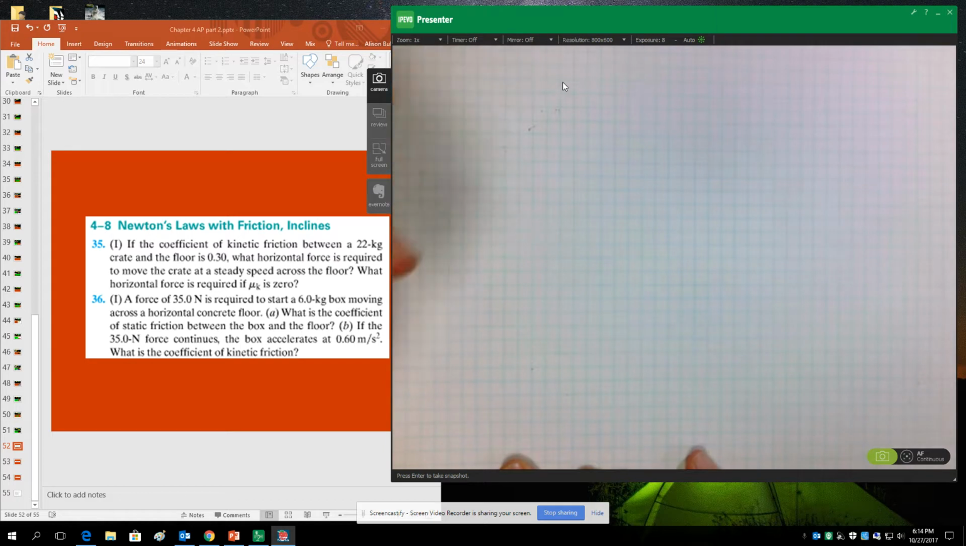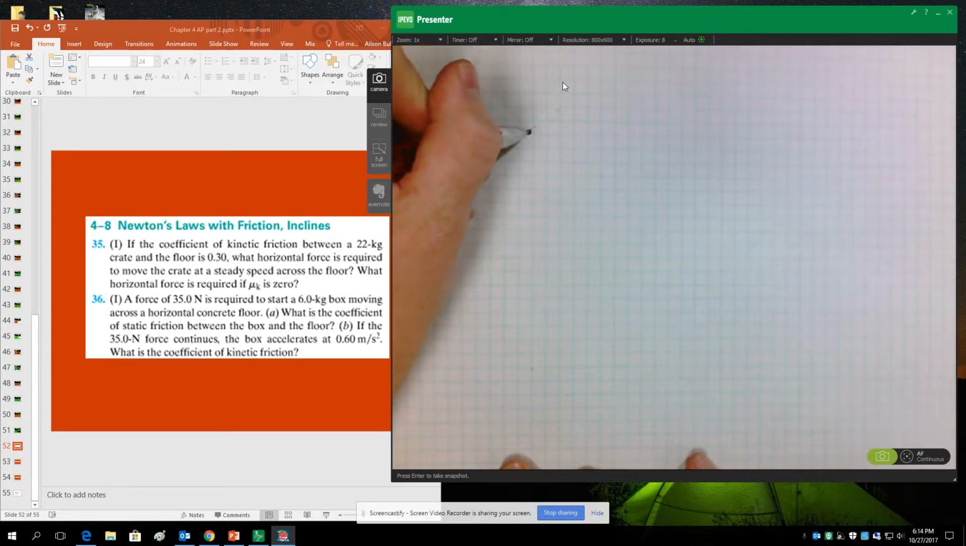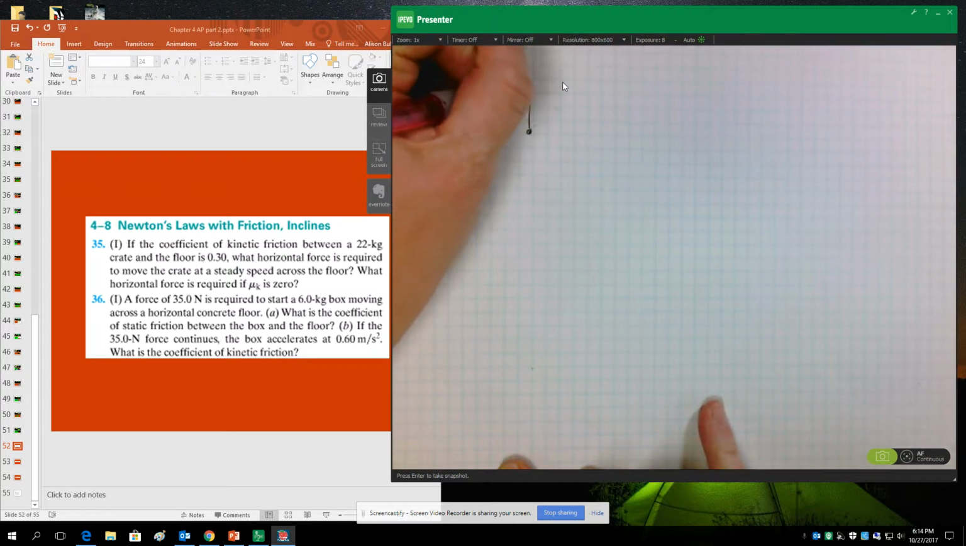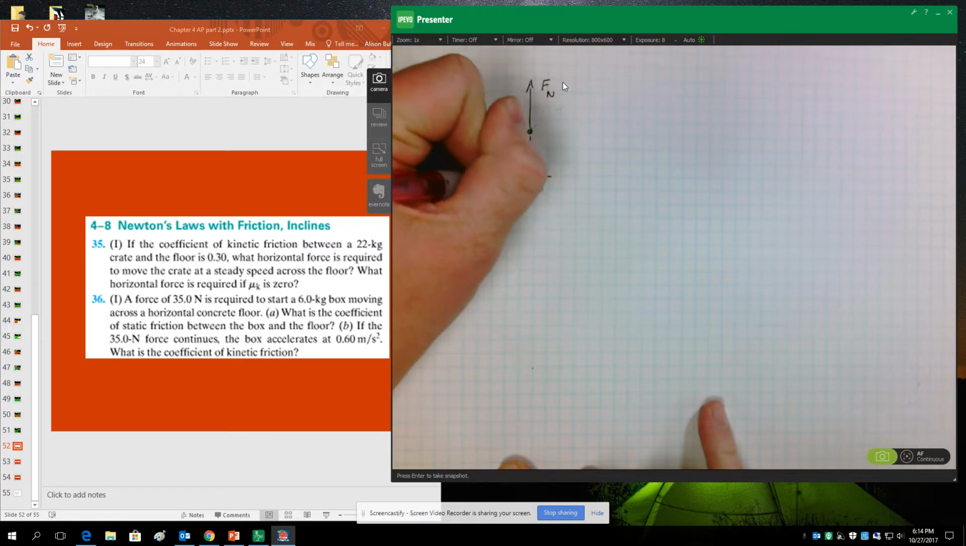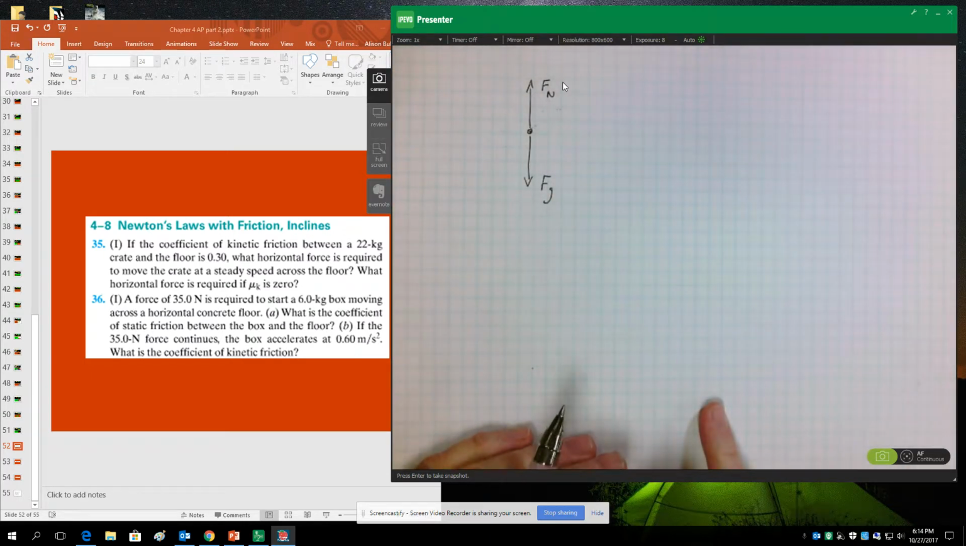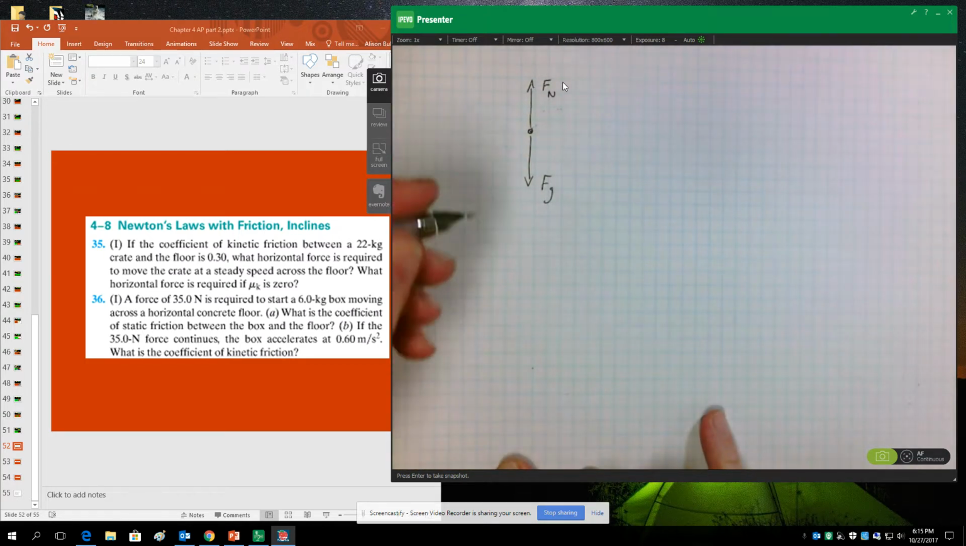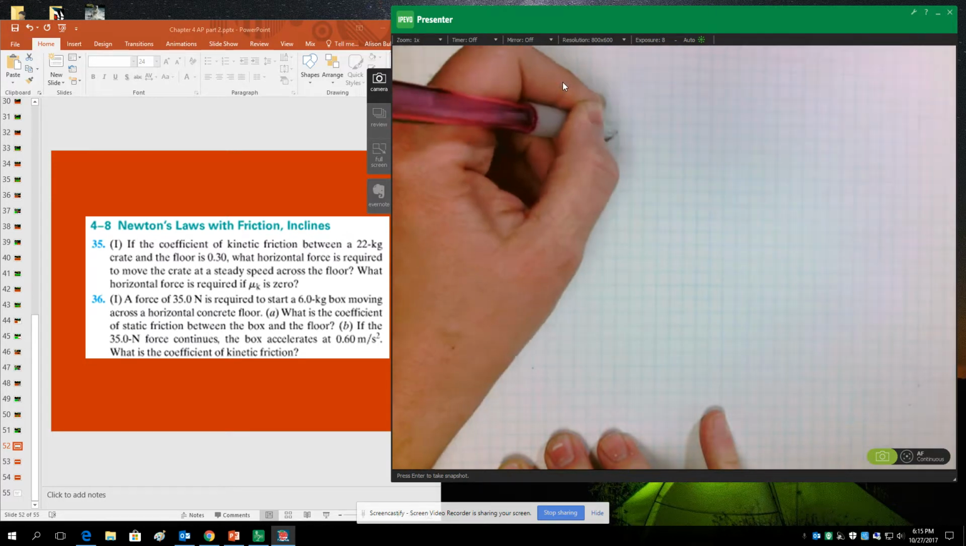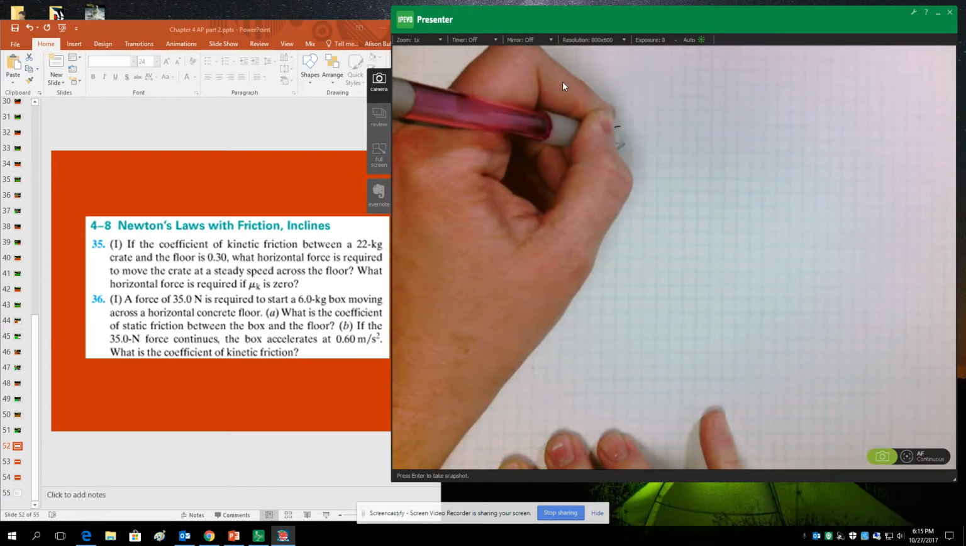So let's draw a free body diagram of a crate on a floor. There's the crate. It's a horizontal floor, so I expect a vertical normal force. I expect the pull of gravity to be straight down. What horizontal force is required to move the crate at a steady speed? So let's say I'm moving it to the right, so I push to the right. I could say F subscript push.